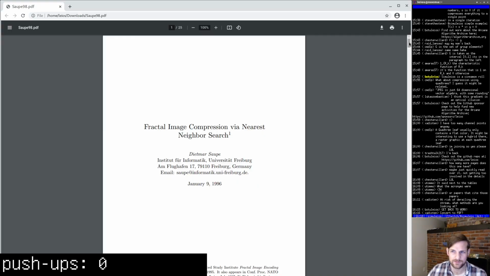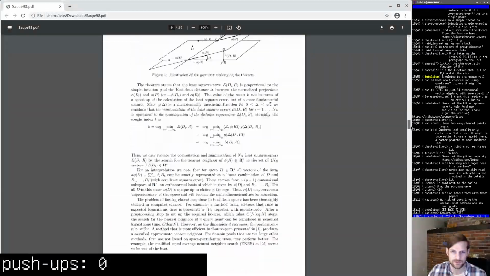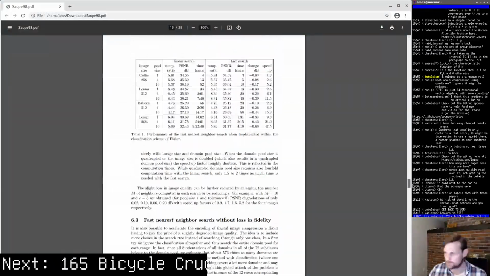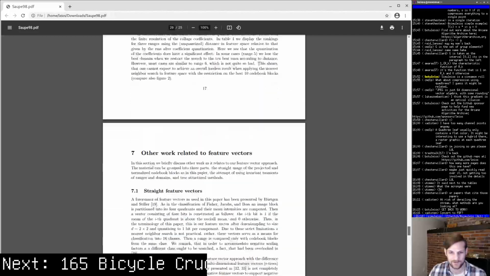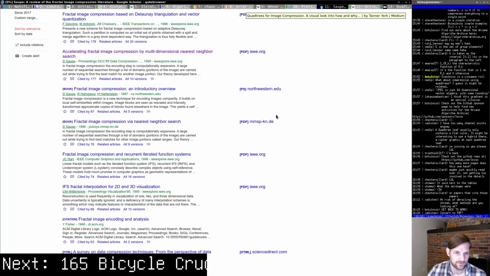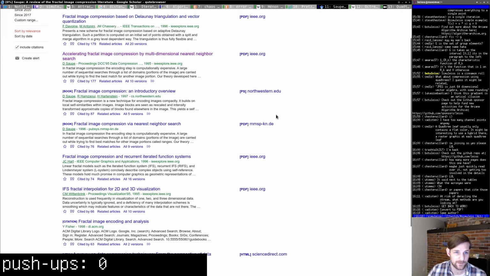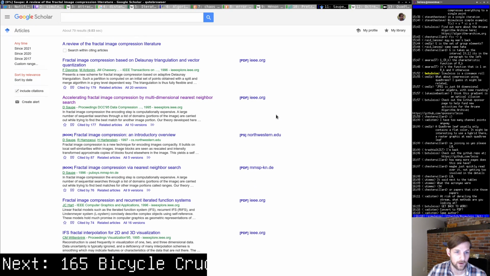Via nearest neighbor search, 25 pages. Surely this is just another... Yeah, I'm fairly certain I know what this is going to talk about. We'll skip that one for now. Okay, what else do we have here? Iterative function system, fractal interpolation for 2D and 3D visualization. Is it the same author? Oh, you're right. Yeah, this might be their thesis, and that might be a paper related to their thesis. That might be how it is.